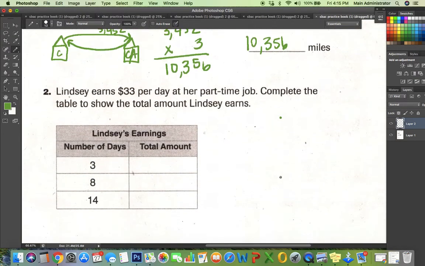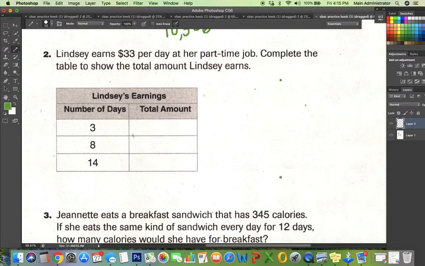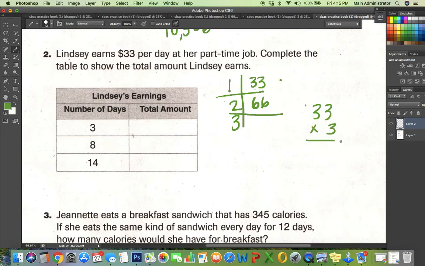Let's take a look at number 2. Lindsay earns $33 per day at her part-time job. Complete the table to show the amount Lindsay earns. If one day is $33, 2 days would be 33 times 2, which would be $66. 3 days would be 33 times 3, or adding 33 more to 66. So I'm going to go over here to the side and do 33 times 3. And that would give me $99.